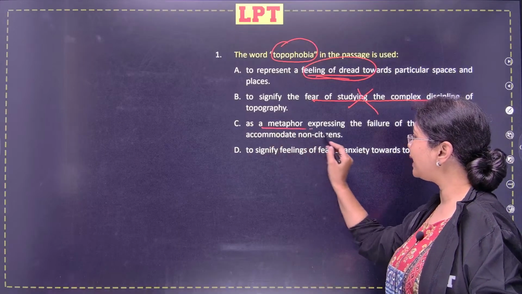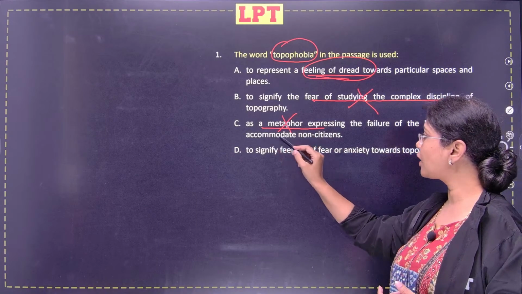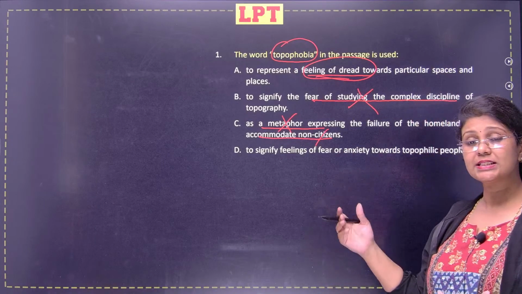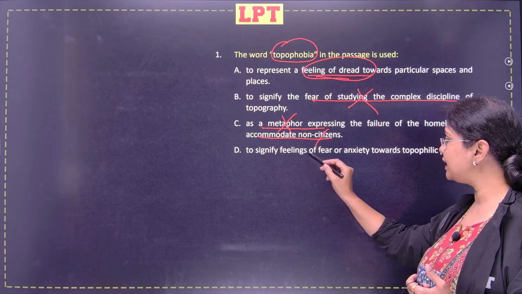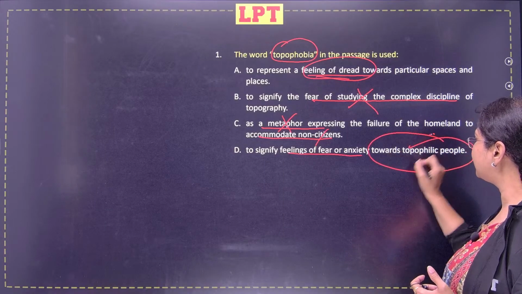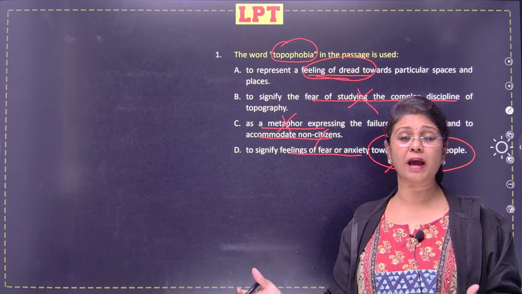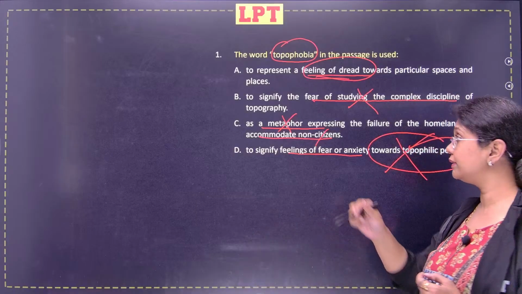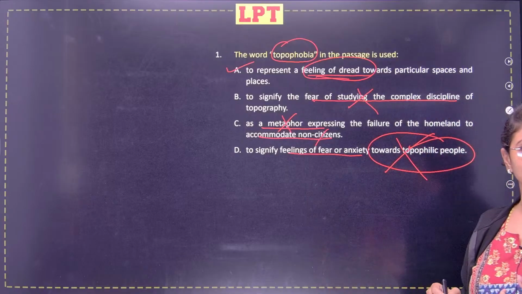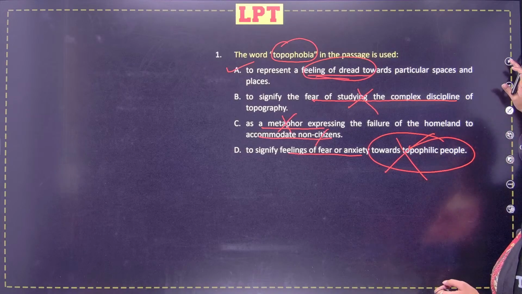C says as a metaphor. It is not used as a metaphor, guys, expressing the failure of the homeland to accommodate non-citizens. Well, the passage does not talk about anything like this. So this is cancelled out. And D says to signify feelings of fear or anxiety. This is fine, but it says towards topophilic people. Now this is again problematic. So if you look at that line that we just read in the last paragraph, the last couple of lines, the best option that you can choose is option A. That makes our answer option A, and I'm sure that you are clear with how we arrive at an answer. Let's go to the second question now.